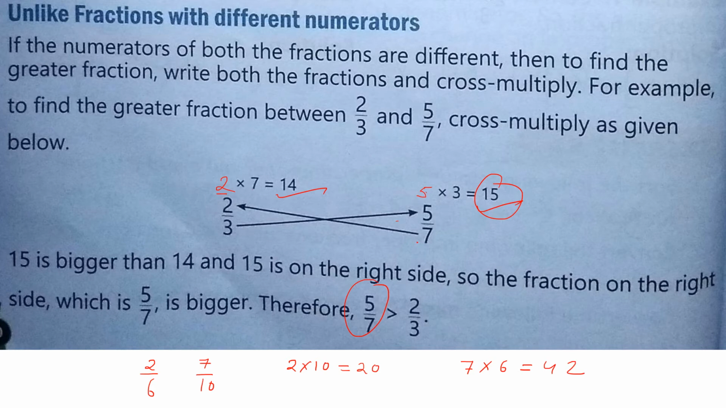So now which one is bigger? 7 multiplied by 6. This means this 7. So 7 by 10 is bigger. Got it? So you always write this number first, and this number first here. Okay, this number first, and here this number first, in the same way. Got it?